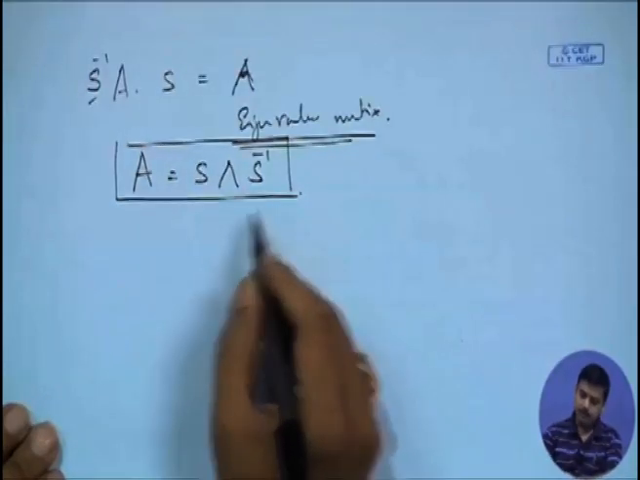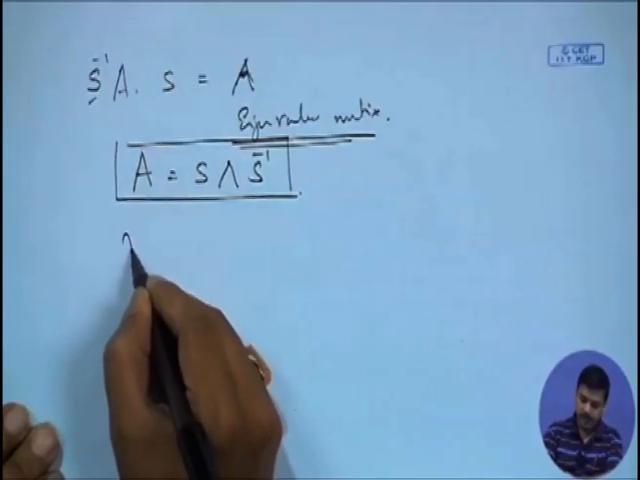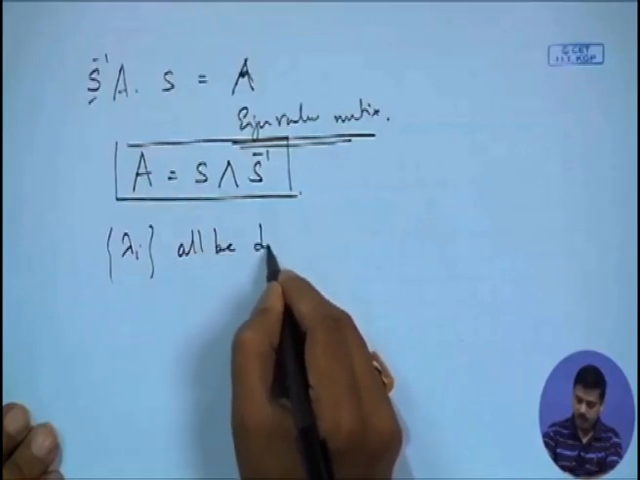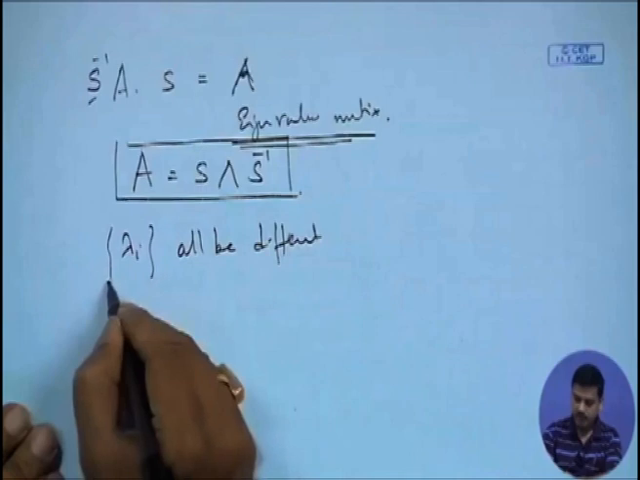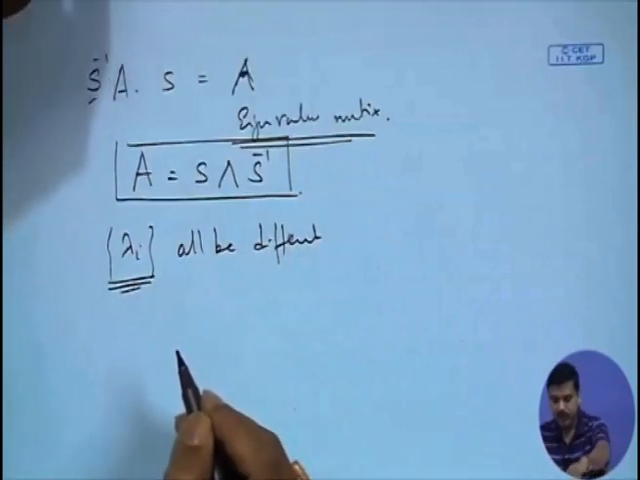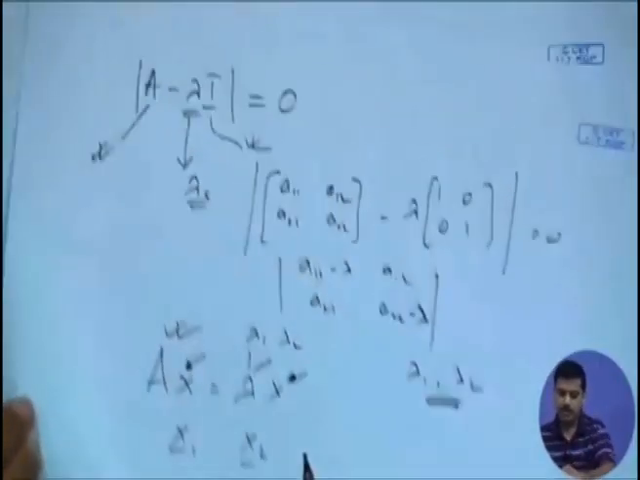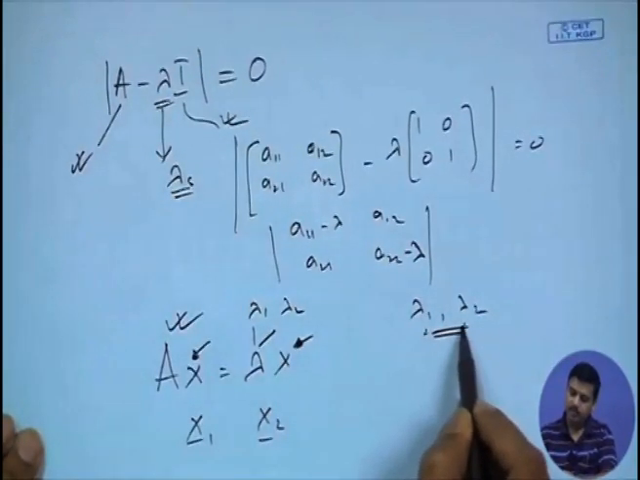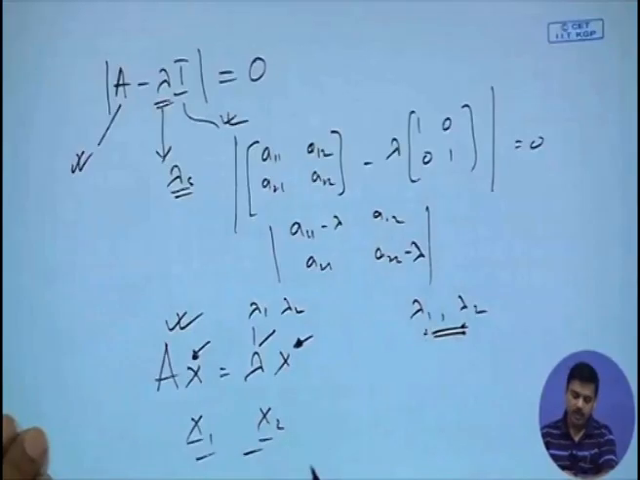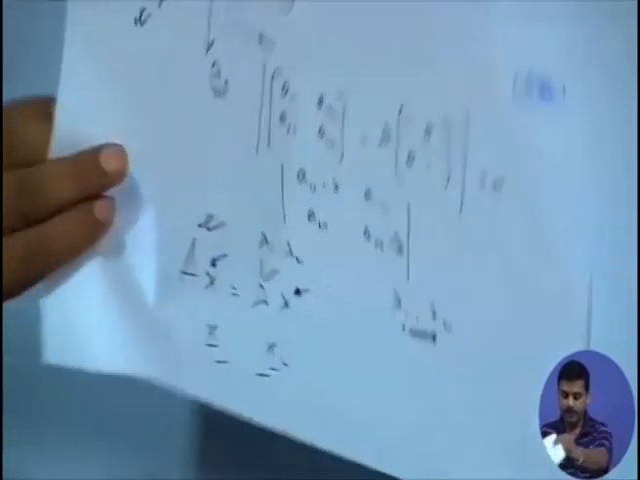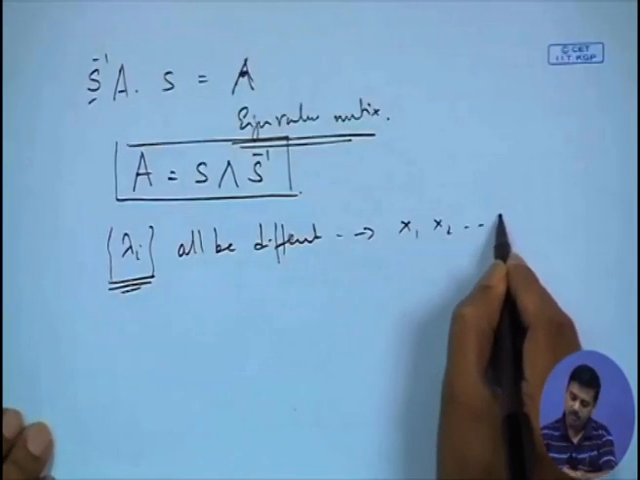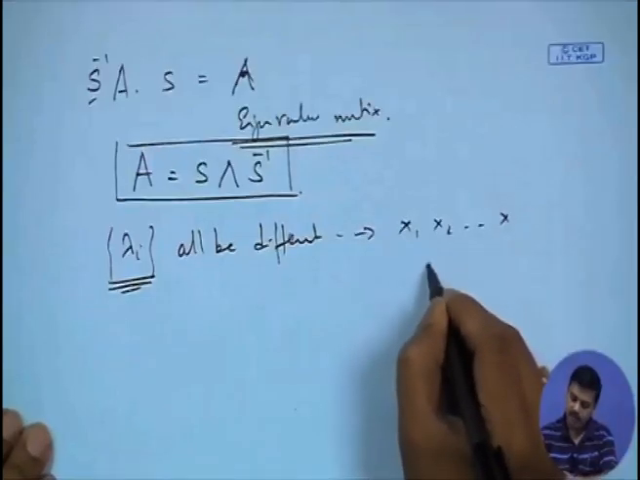The important thing we should remember at this point is that the lambda i's will all be different. If the lambda i's are different, that means when we are solving this particular equation, getting lambda 1 and lambda 2 to be different, in that case x1 and x2 will also be independent. So if the lambda i's are different, then you will get x1, x2, up to all the eigenvectors being independent.